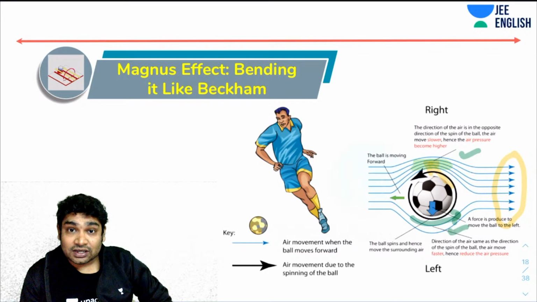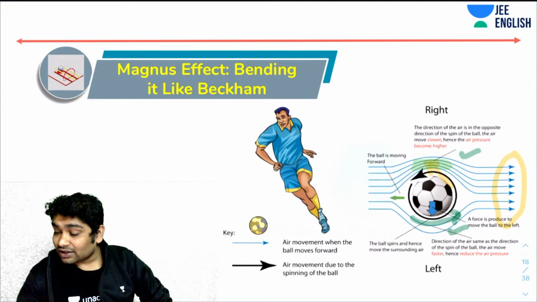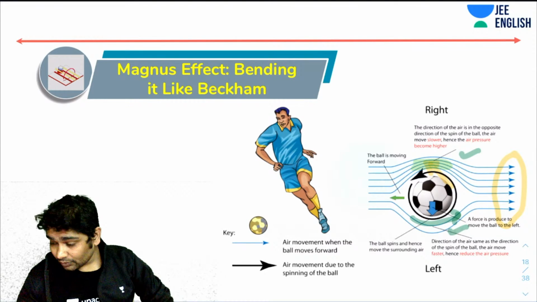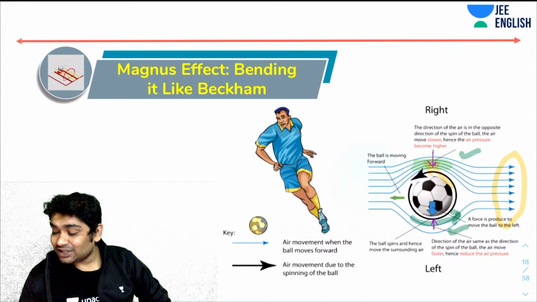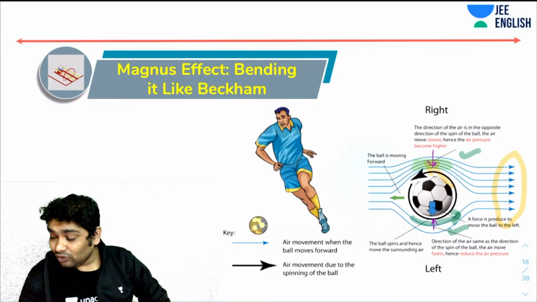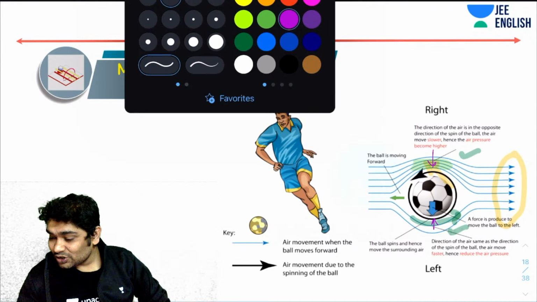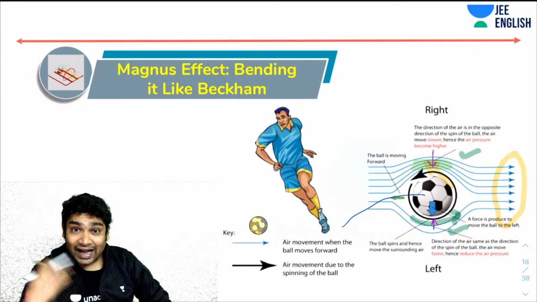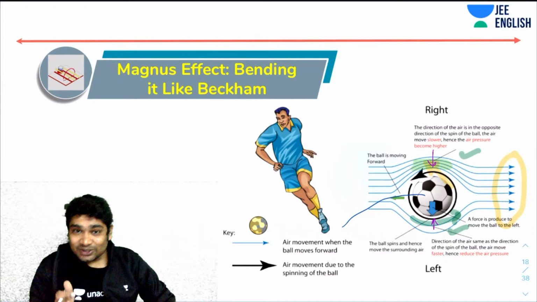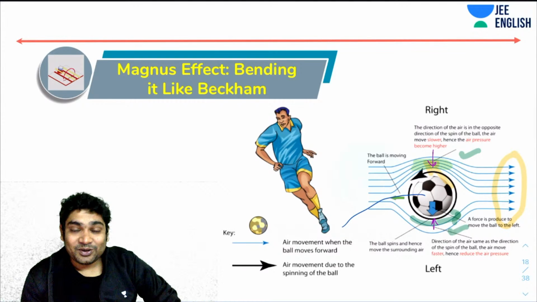Now, because of this, the slower air here will exert a higher pressure than the air over here. So as a result, this ball will feel a net downward force, and hence when it moves forward, you see it curl. So this ball would have curled like this because it would have been receiving higher pressure from that side. That is what makes curving of the ball that Beckham does possible.